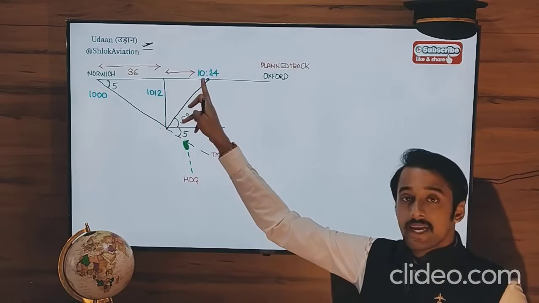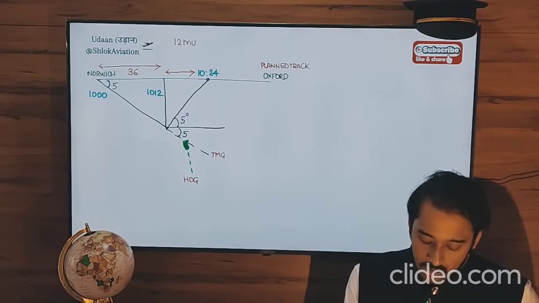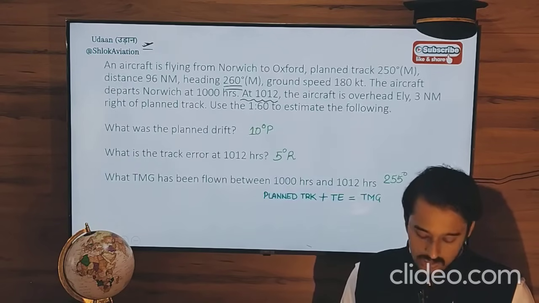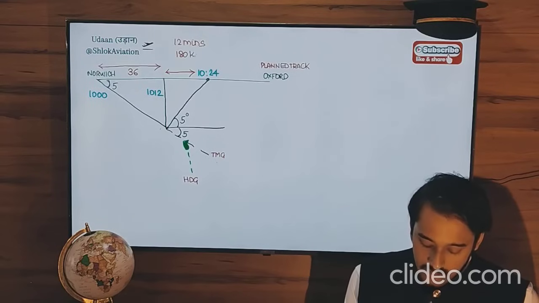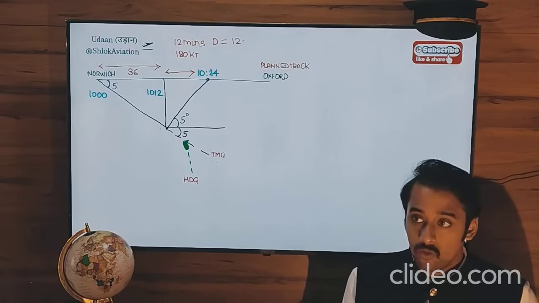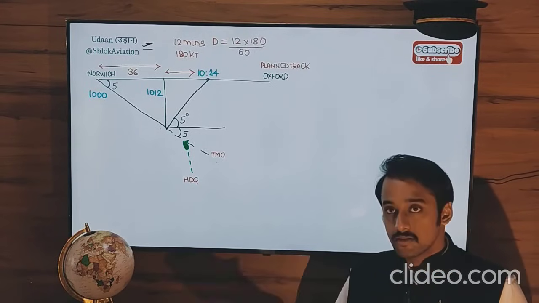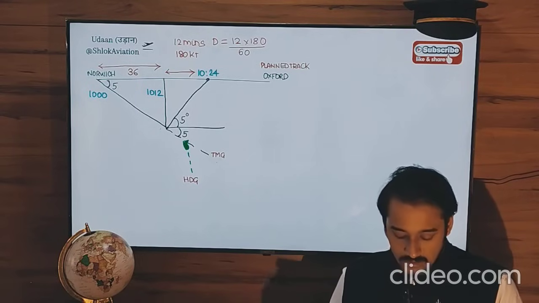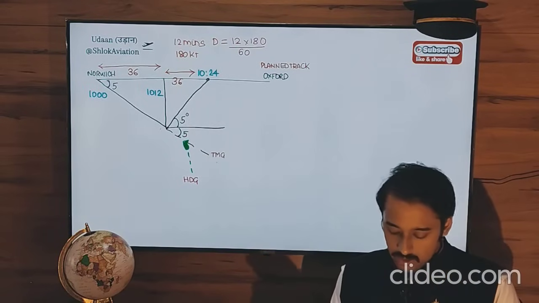From 10:12 to 10:24, the total time is 12 minutes. The ground speed given in the question is 180 knots. Okay, 180 knots. The distance will be how much? The distance will be equal to 12 minutes times 180 knots divided by 60. So this will be again another 36 nautical miles. This distance will be 36 nautical miles.